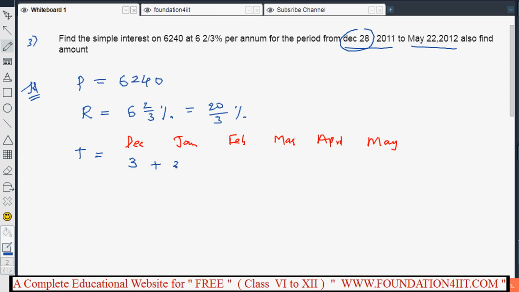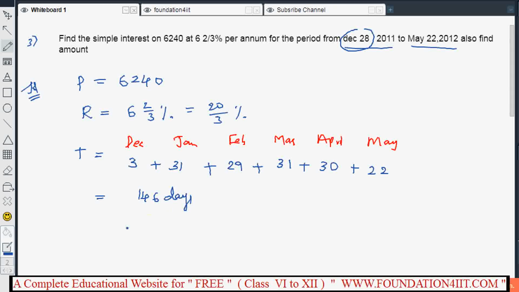Now January is 31 days because it is the full January. February is 29 because 2012 is a leap year. That's why, in 2012, February is 29. Now March is 31, April is 30, and May up to May 22nd, so for May you should take all the days. Now 3 plus 31 plus 29, 31, 30, 22, if you add all the days, you'll get 146 days.